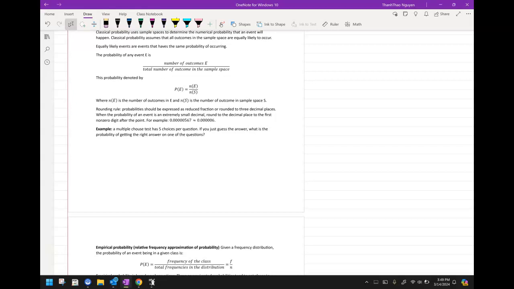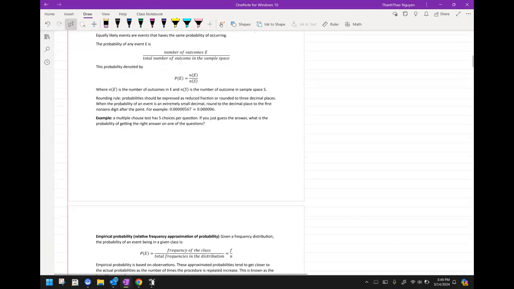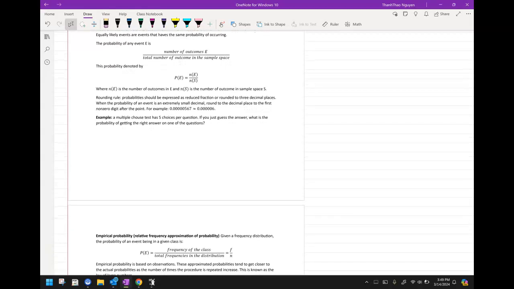The rounding rule. Probability should be expressed as a reduced fraction or rounded to 3 decimal places. When the probability of an event is an extremely small decimal, we round to the first non-zero digit after the decimal point.